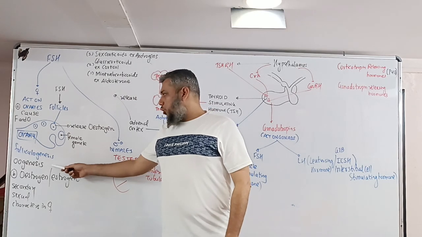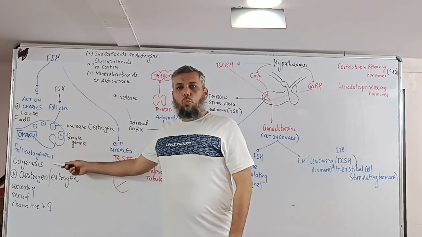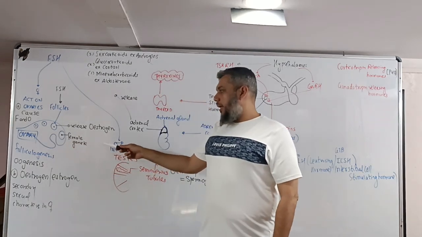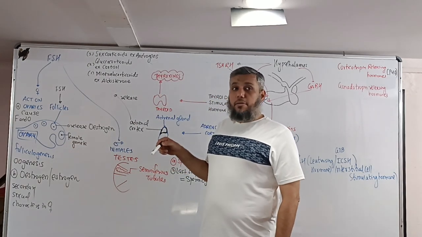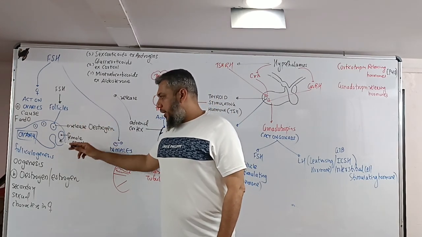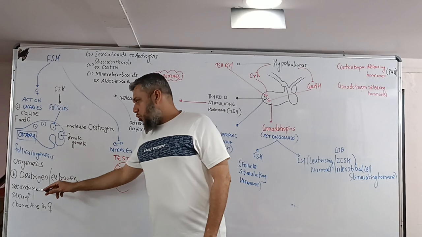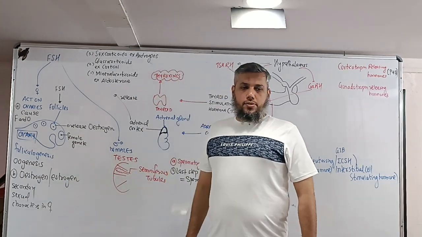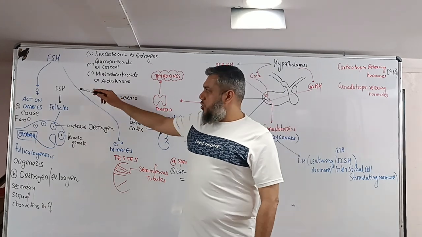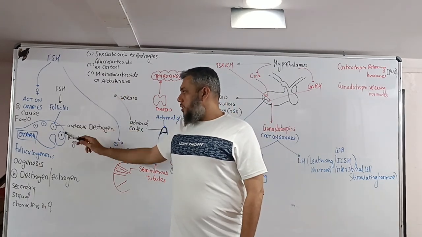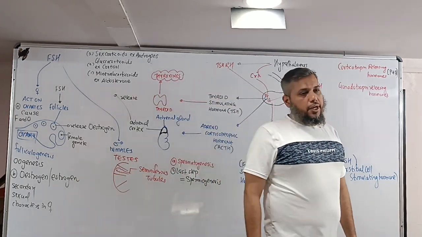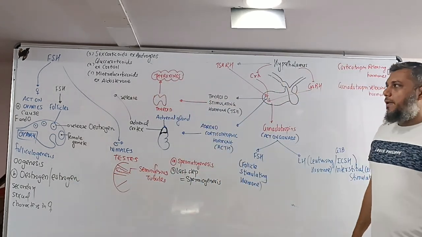In females it is helping in folliculogenesis and oogenesis. What is folliculogenesis? Development of these follicles. Oogenesis is development of the female gamete. Another function it does in females is it acts on the follicles and causes the release of estrogen. And estrogen is responsible for secondary sexual characters in females. Aaya baat samajh mein?